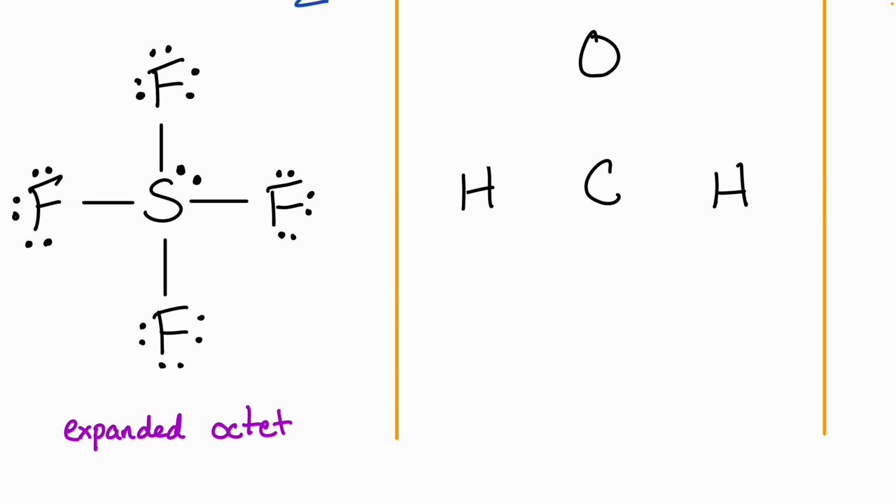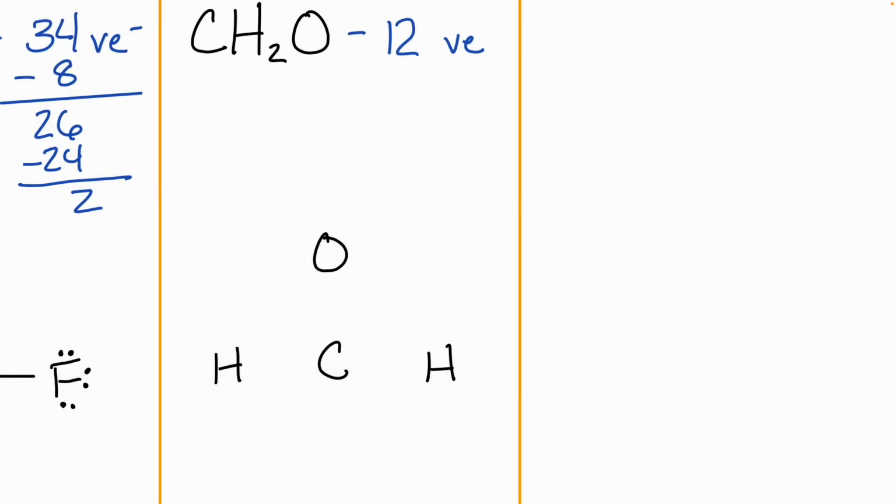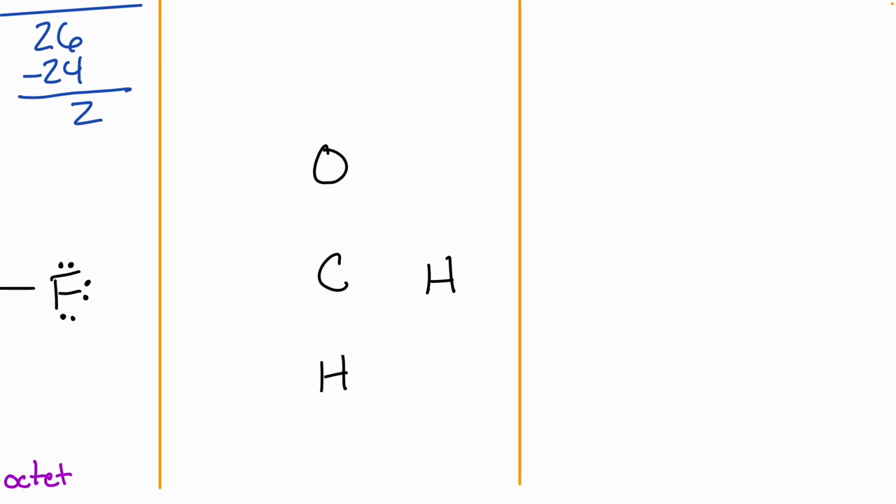All right, cool. So now let's go to this one, formaldehyde. We have 12 valence electrons to work with. I put my carbon in the middle, my hydrogens and my oxygen on the outside. All right, remember the orientation doesn't matter. I could have a hydrogen over here or an oxygen over here, or these could be swapped. It doesn't matter, all right? I like it the way I had it though, so I'm gonna put it back.